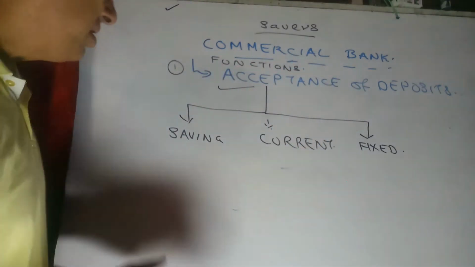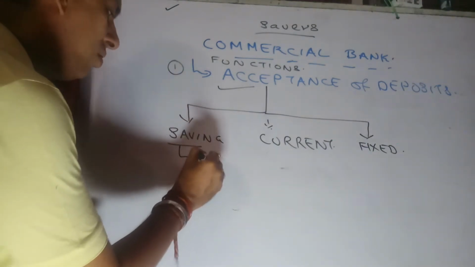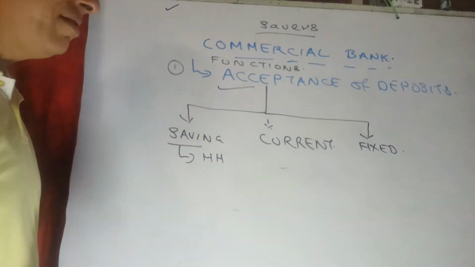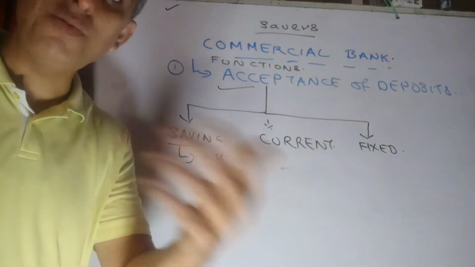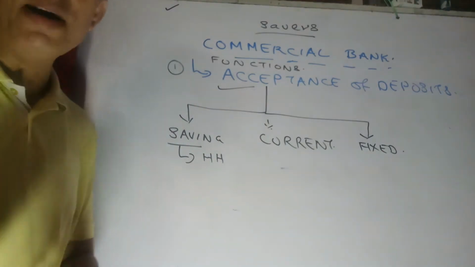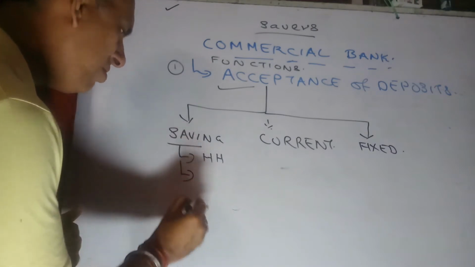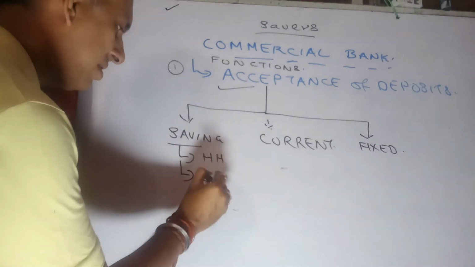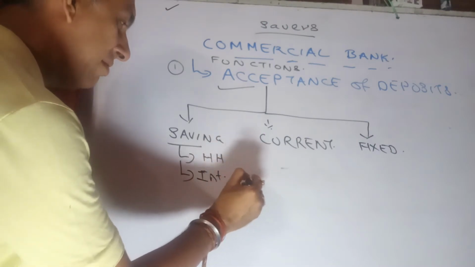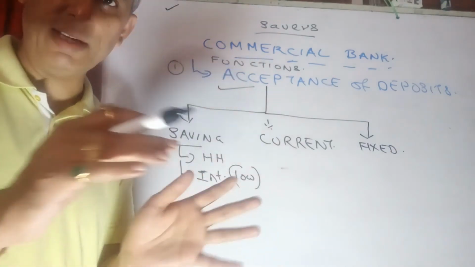Number one, what is it? The saving account. Generally, who maintains them with the bank? It is the households who open the saving bank account. The first account which you will also maintain, students, with your banks will be the saving account. What are the features of this account? It does offer interest as such, but remember, at a very low rate of interest, right? Very low rate of interest in comparison to other accounts.